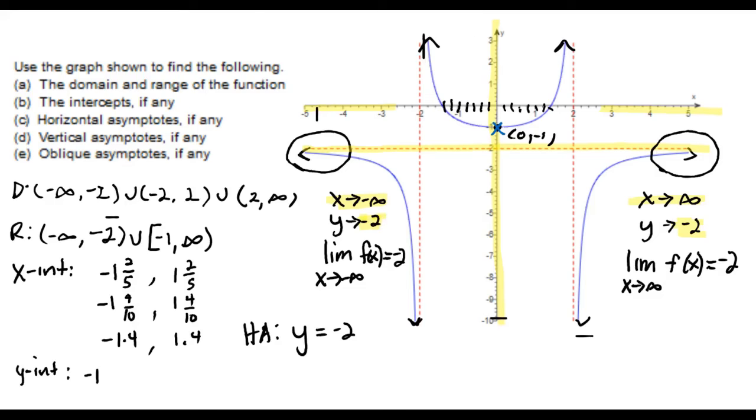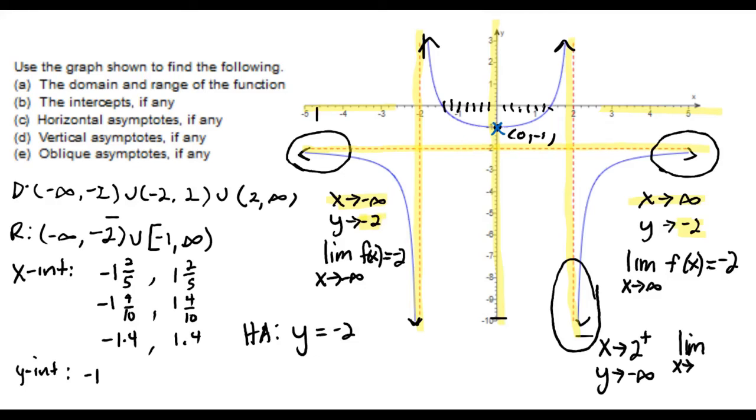The next part is asking about vertical asymptotes. And I indicated earlier that the vertical asymptotes are these dashed vertical lines here. But going into a little bit more detail about those definitions, let's take a look at this piece of the graph right here. On this piece of the graph, x is approaching 2 from above, and our y value is approaching -infinity. So in our calculus notation, that would be the limit as x approaches 2 from above of function f of x equals negative infinity.